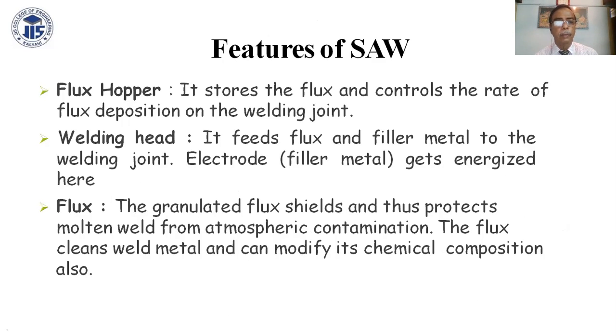Features of submerged arc welding: flux hopper. It stores the flux and controls the rate of flux deposition on the welding joint. Welding head: it feeds flux and filler metal to the welding joint. Electrode: filler metal gets energized here. Flux: the granulated flux seals and thus protects the molten weld from atmospheric contamination. The flux cleans the weld metal and can modify its chemical composition.